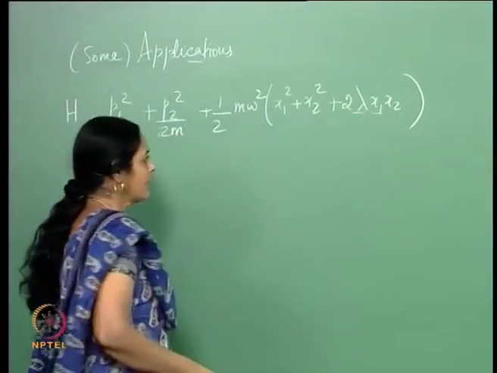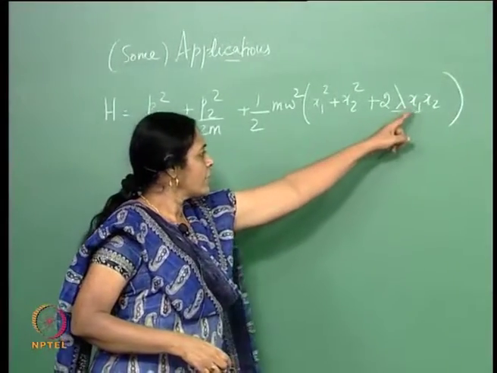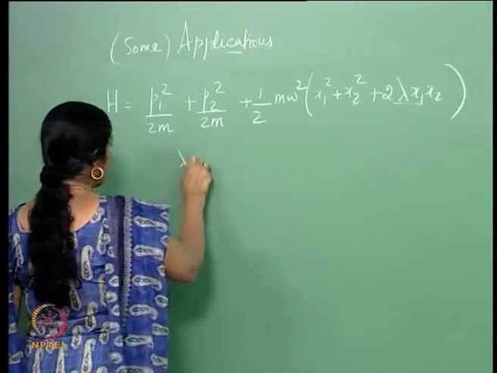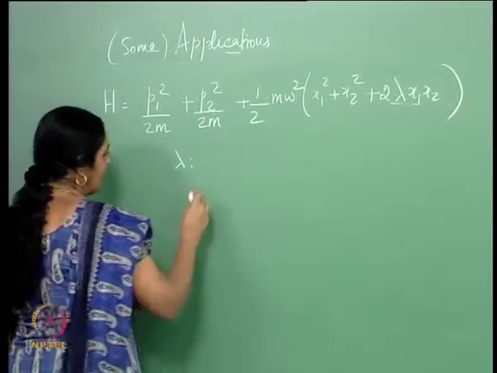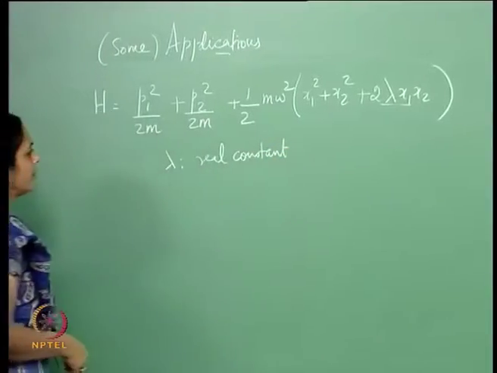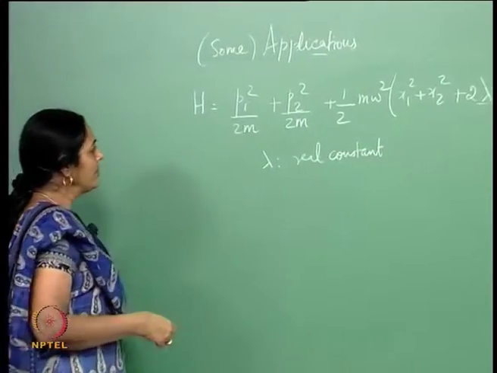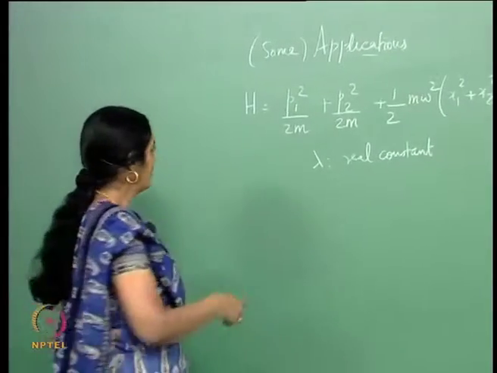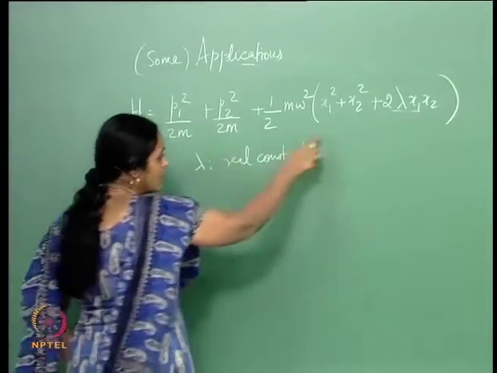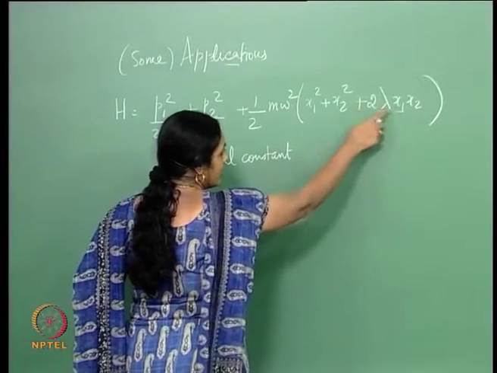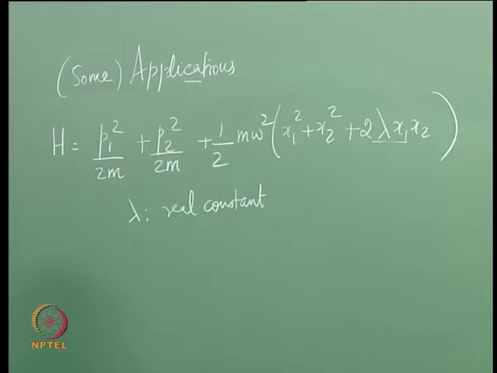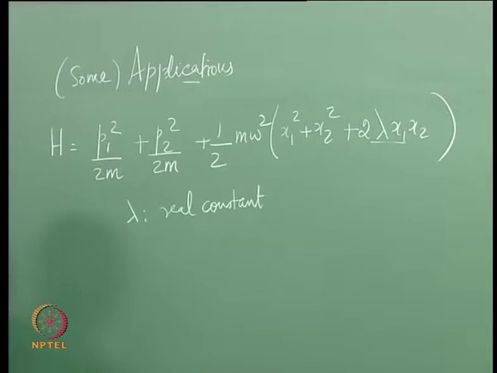of this form. It is clear that there is an interaction because x1 and x2 are coupled through some constant lambda. Now, the first thing I know about lambda is lambda cannot be imaginary. It is a constant, and it is a real constant, because if it were imaginary, it is clear that the Hamiltonian will not be Hermitian. If I take the dagger, which means take the transpose complex conjugate, and if this had an i in it, the Hamiltonian does not behave like a Hermitian operator. So lambda is a real constant.